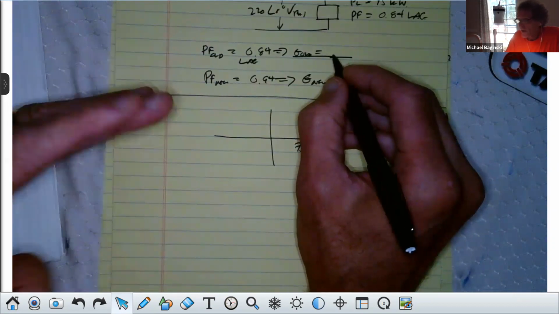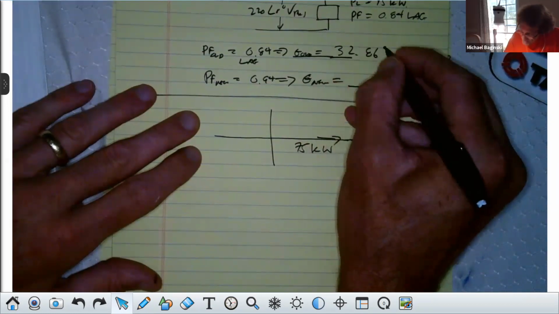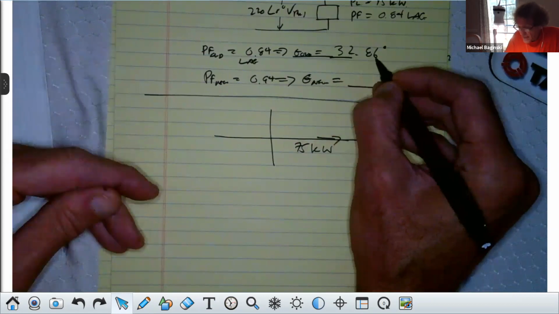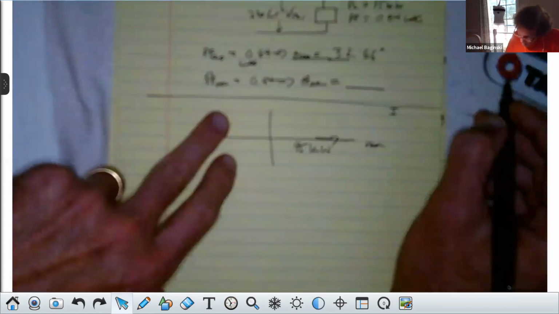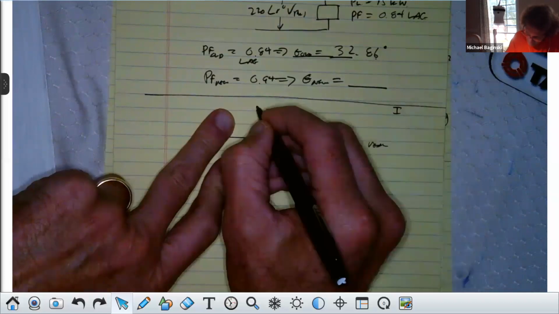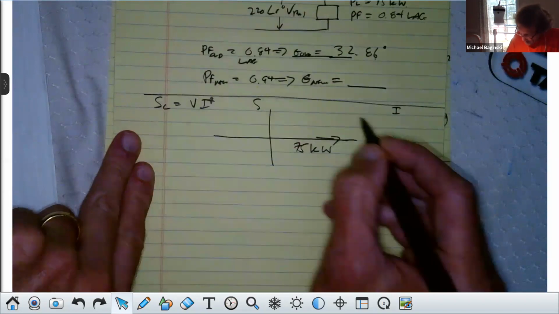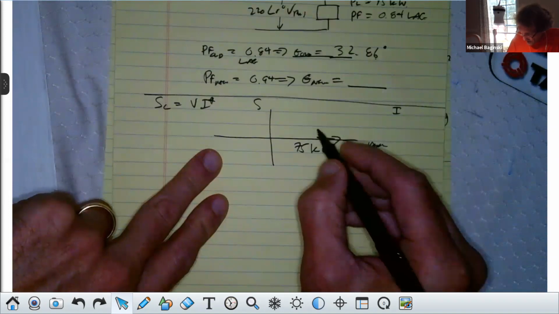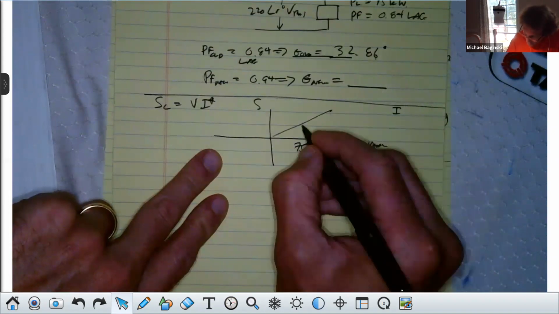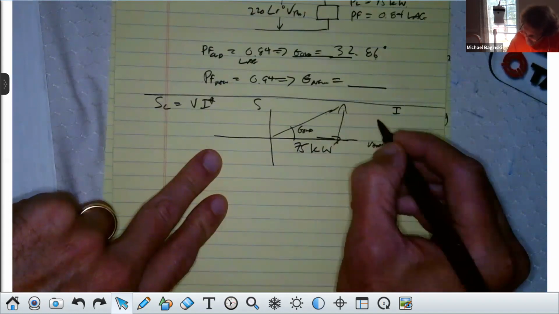Here, I'm not even going to bother. 32.86 degrees. Now the current itself would have a minus 32.86 degrees associated with it with respect to that 0 degrees for the V RMS. But the actual complex power, in the S plane, because S complex is equal to V times I conjugated, the angle would be in the first quadrant, and it would be positive because of conjugation. So here we have this angle, theta old, and we find the complex power right here.